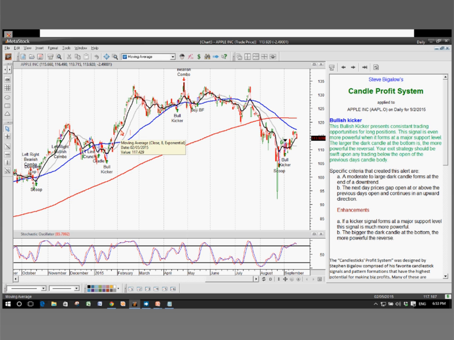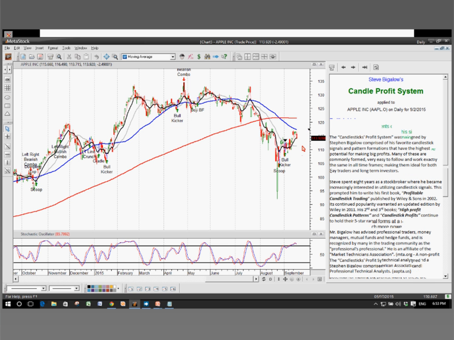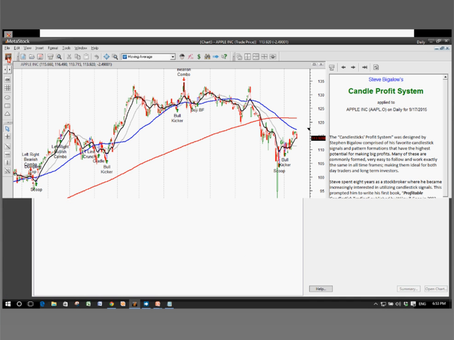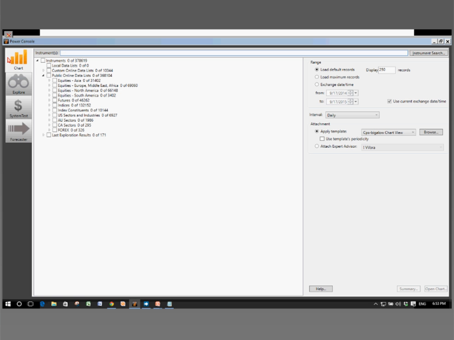So if we're in a period where you might be in this bull kicker trade for Apple, but you want to take on another position, or if it's like right now on Apple today, we don't have any patterns, how do you go in and find them? And I'm going to show you how to do that as well, because our scanning is actually very, very cool in Metastock. So I'm going to go ahead and open up what we call our power console right here.